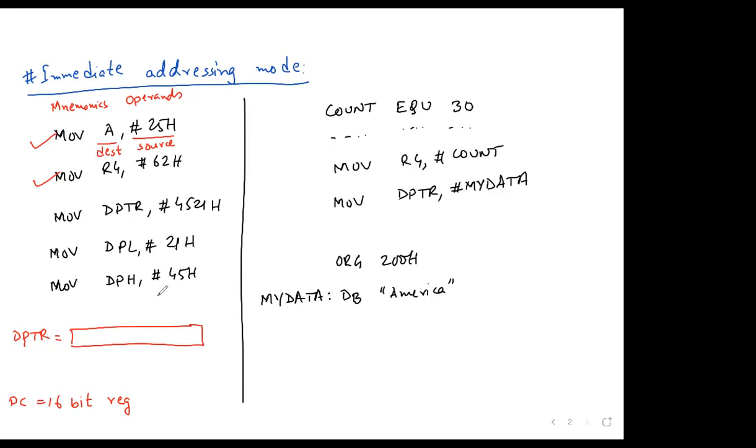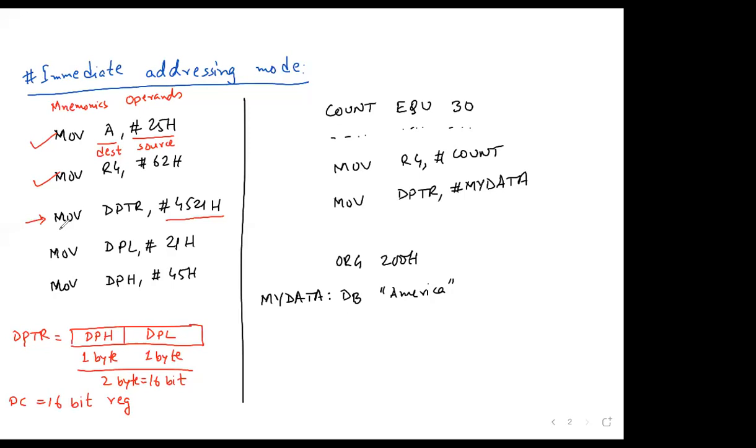Your DPTR can be divided into two 1-byte registers. The upper one can be individually accessed by DPH, and the lower one can be accessed by DPL. The size of each one of these is 1 byte, and together they combine to become 2 bytes or 16 bits. So DPTR is a 16-bit register, which means at a time you can move a 2-byte number, as in this example.